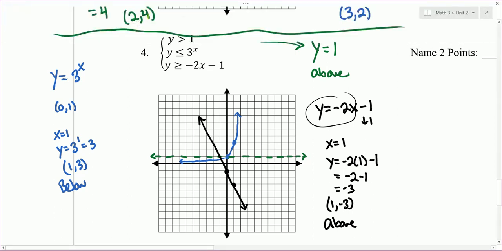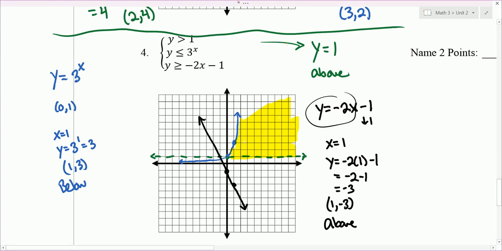Okay, so let's see. If we're above the green, below the blue, and above the black line, that would be right in this region here. Because this meets all 3 requirements, and it just extends. It's above the green, above the black line, but below the blue. Okay, so eventually the blue will be above all that region.